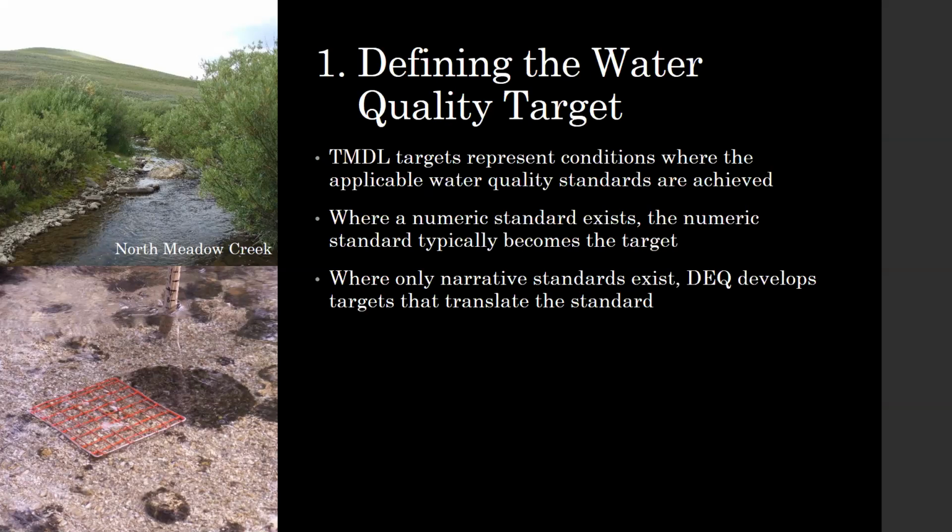Another example for temperature is we develop percent shade targets. And I have an example of this for North Meadow Creek. Even though North Meadow Creek is not impaired for temperature and we didn't write a temperature TMDL for North Meadow Creek, I thought this was a good example of what meeting a shade target might look like, because this has healthy riparian vegetation that is adequately shading the stream.